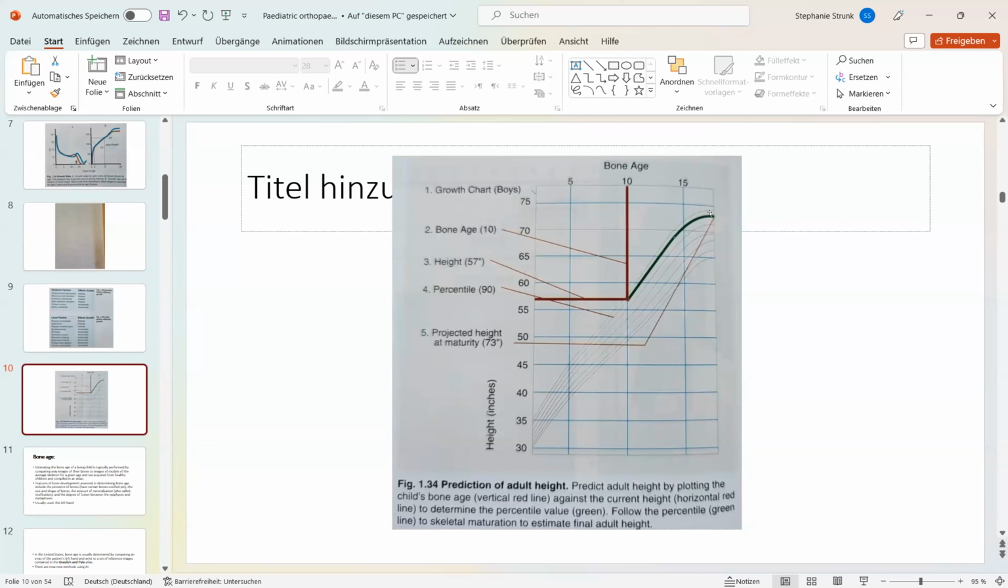This is an estimation. It's not really true science. It is science, but still there are some other factors that prevent him from growing. You will need that for the timing of when to correct what deformity.